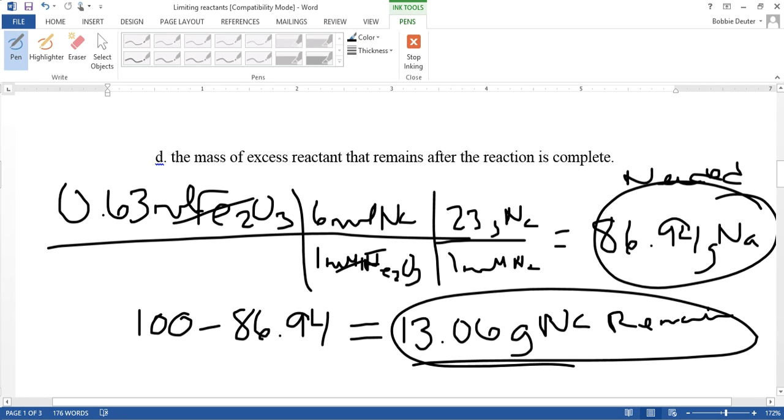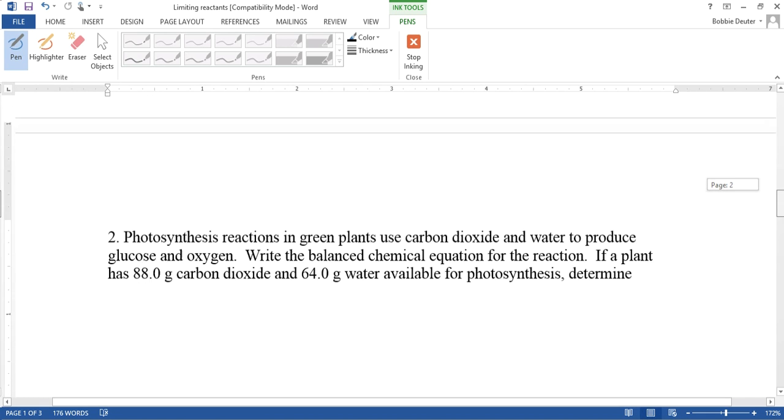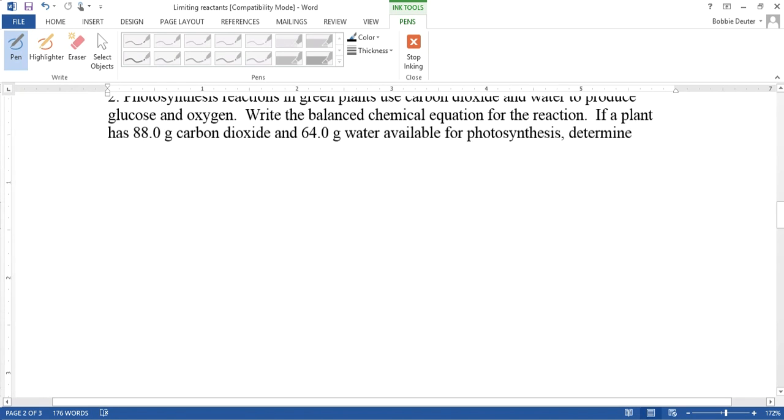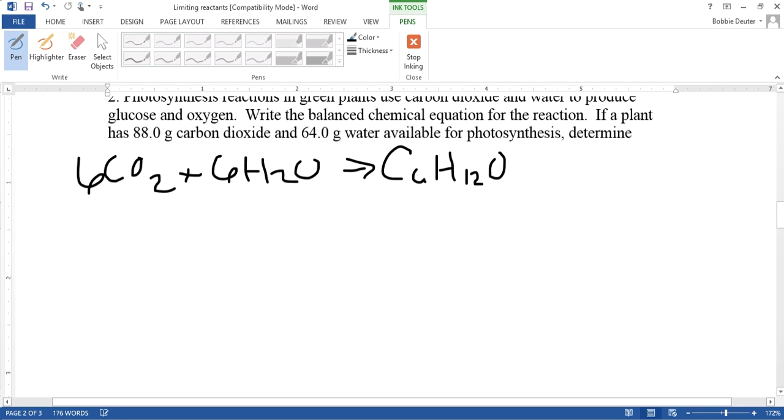So again, we always start with a balanced chemical equation, and from there we can go and convert grams to moles. So let's do another one. This is a photosynthesis reaction. Hope that you guys know the balanced chemical equation for photosynthesis. Done it a lot. So we have 6 CO2 plus 6 H2O produces glucose, C6H12O6 plus 6 O2.